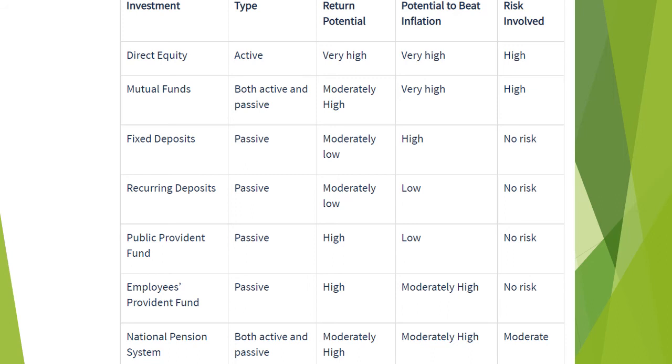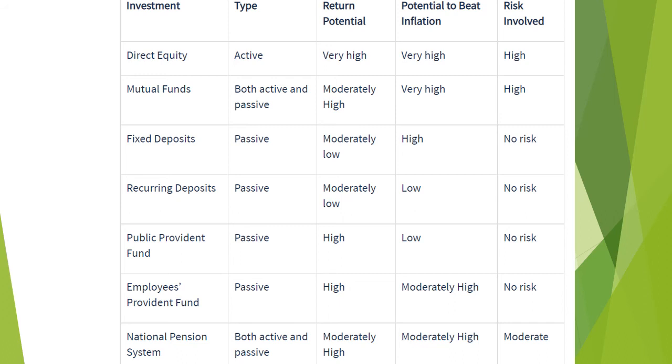Fixed deposit is a very passive investment, and return is low. The potential to beat inflation is very limited, and there is no risk. Recurring deposit is passive, with moderately low return potential, and we cannot beat inflation through recurring deposit, and there is no risk. Public provident fund is a passive investment, and return potential is high, which means a maximum of 8.5%. The potential to beat inflation is low, and there is no risk.